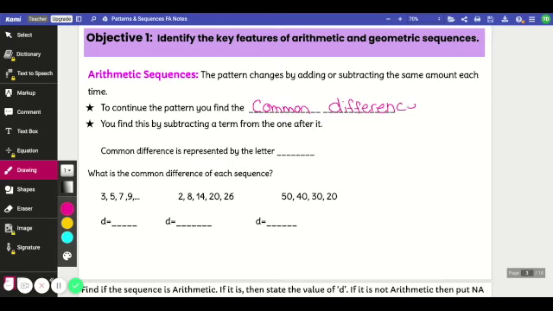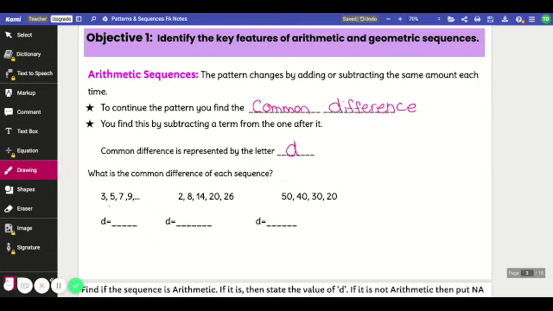And then you find this by subtracting a term from the one after it. The common difference is represented by the letter lowercase d. So let's look at a few examples. Write the common difference of each sequence.